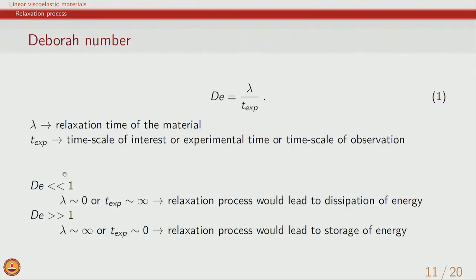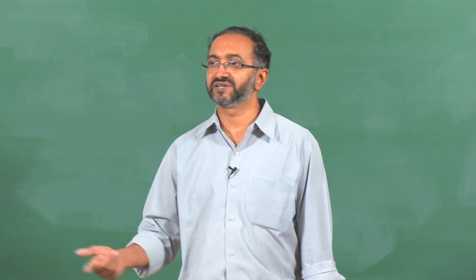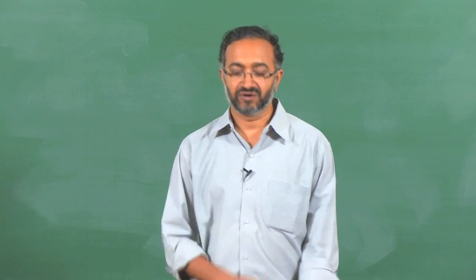For example, if the Deborah number is less than 1, which implies that the relaxation time is close to 0, or the experimental time scale or time scale of interest is very large, a geological time scale, then definitely the relaxation process would lead to dissipation of energy. So, either the relaxation times are very small or our time scale of interest is very large, and the opposite is true.